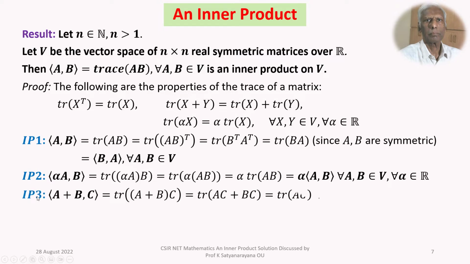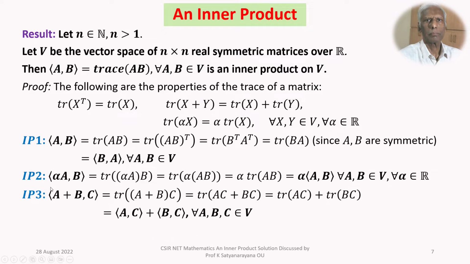Now, third property: bracket A plus B comma C is equal to trace of the product (A plus B) multiplied by C, that is equal to the trace of AC plus BC. We are using the distributive law of matrices. And the trace of X plus Y is equal to trace of X plus trace of Y. We'll get trace of AC plus trace of BC. Trace of AC is bracket of A comma C, plus trace of BC is bracket of B comma C.